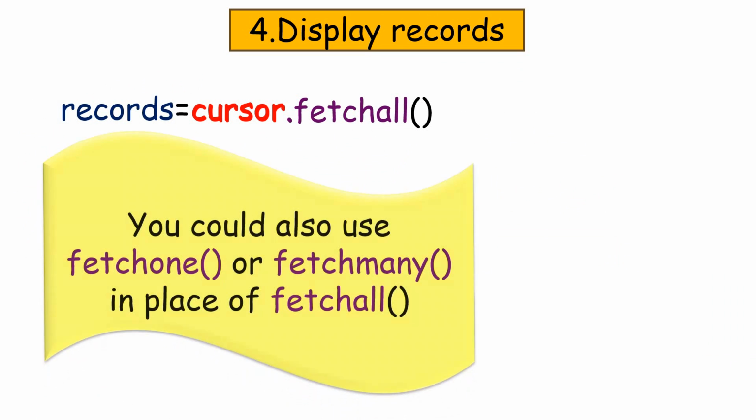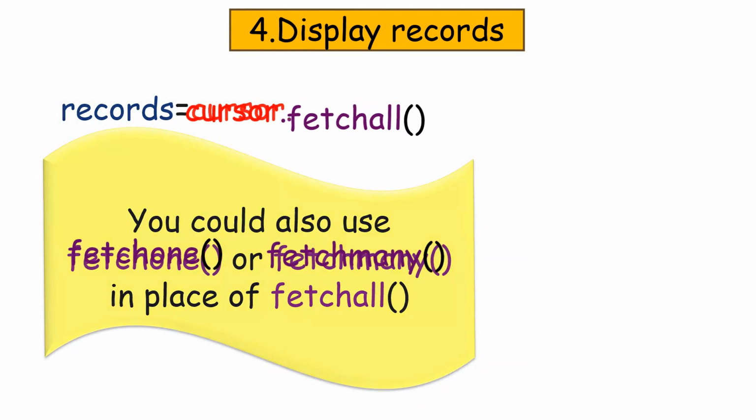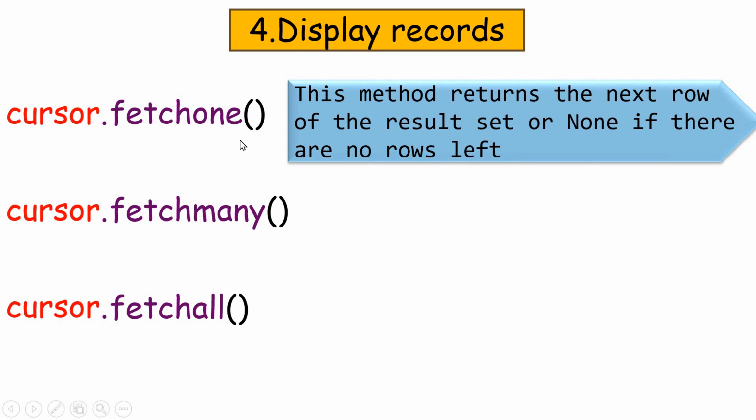You can also use fetchone or fetchmany in the place of fetchall. Let us see the difference between fetchone, fetchmany and fetchall methods of the cursor object. The fetchone method returns the next row of the result set or None if there are no rows left. That is, the fetchone method will fetch only the next row. Only one row, that too the next row from the result set.